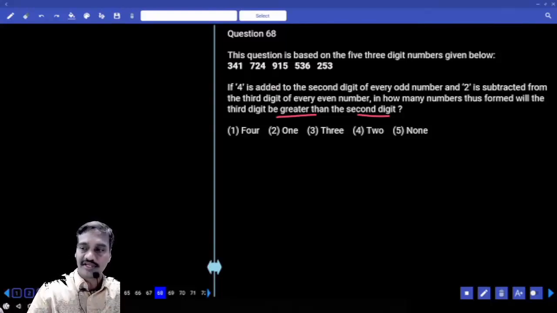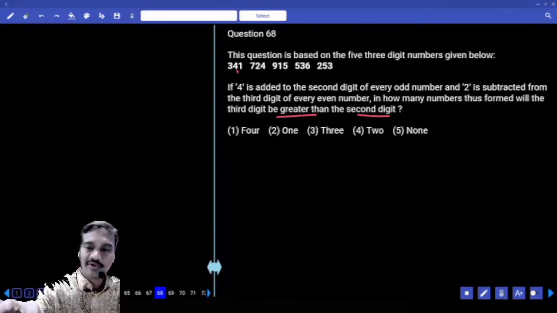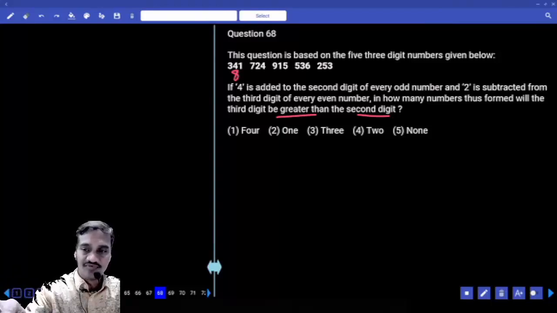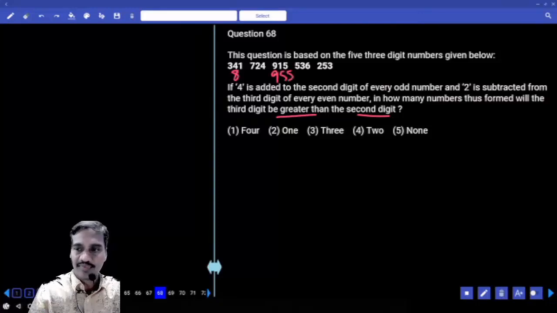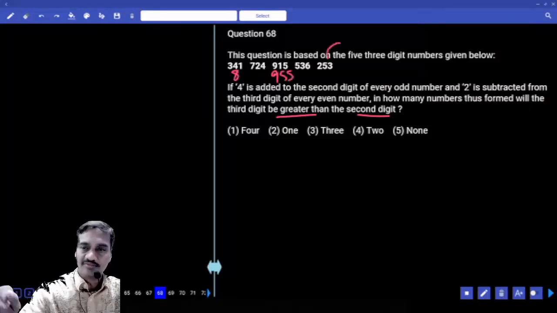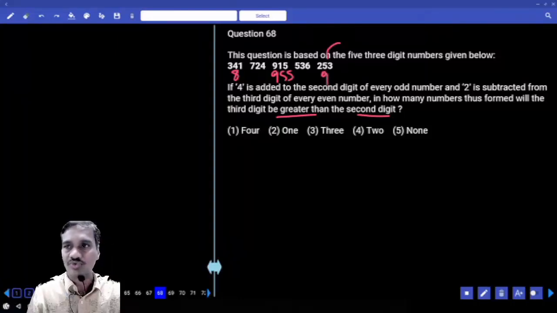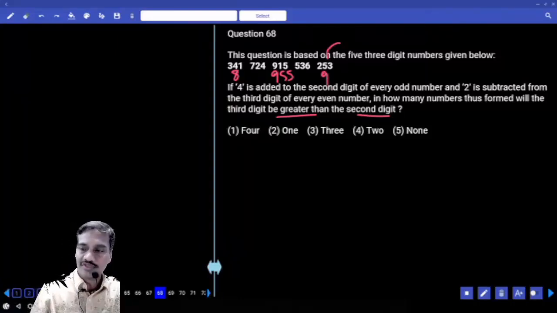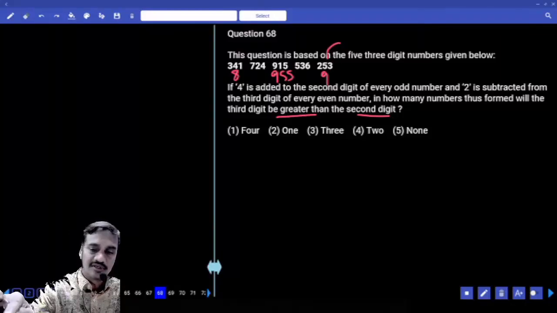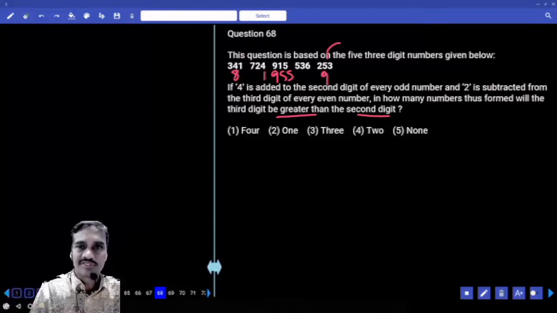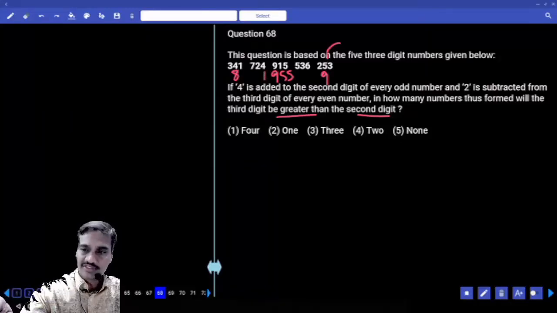4 is added to the second digit of every odd number. This 341 will become 381. And next one, 915 will become 955. And again 253 is an odd number, and 4 is added to the second digit, this 5 will become 9, so 293. And 4 is added to the second digit of every odd number, and 2 is subtracted from the third digit of every even number. This 721, and next one 533.